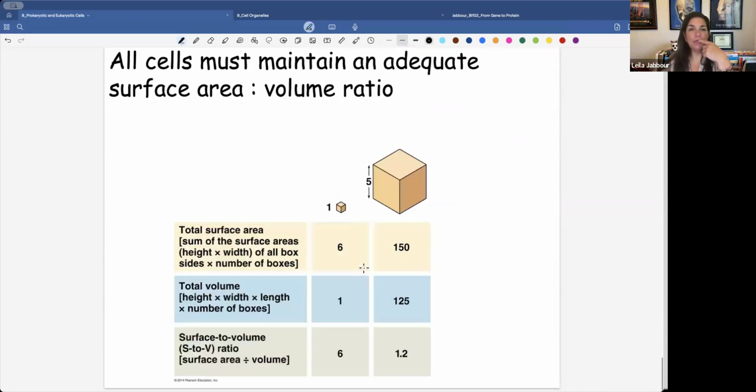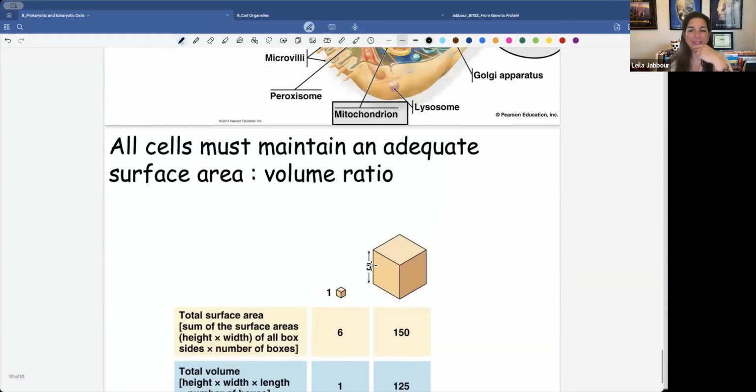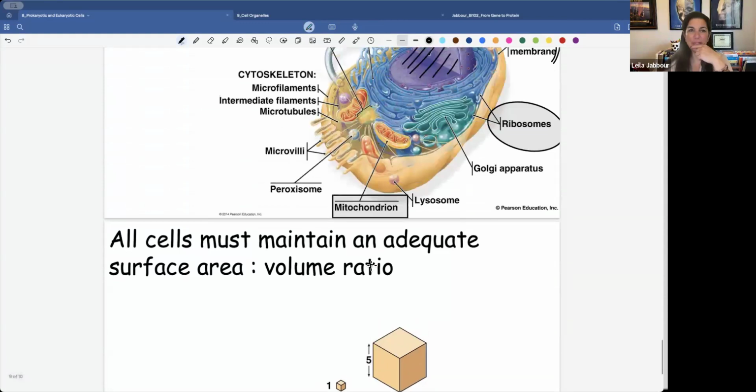So cells must maintain an adequate surface area to volume ratio because they really can't function adequately if they are too small or too large, and they stay in a very specific range of size. I don't think I'm going to get into more detail about that as far as this slide is concerned. I'm just going to leave it at that, and I'll probably delete this slide in future presentations.